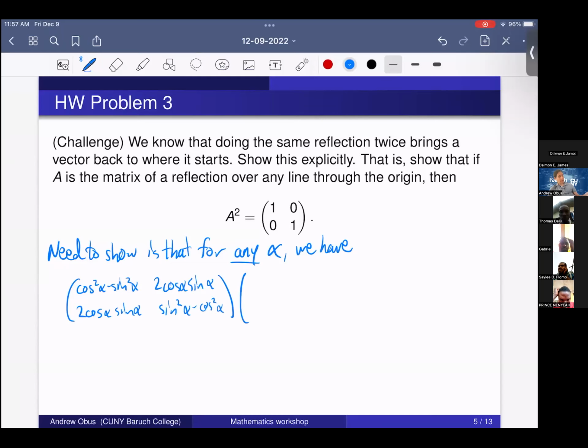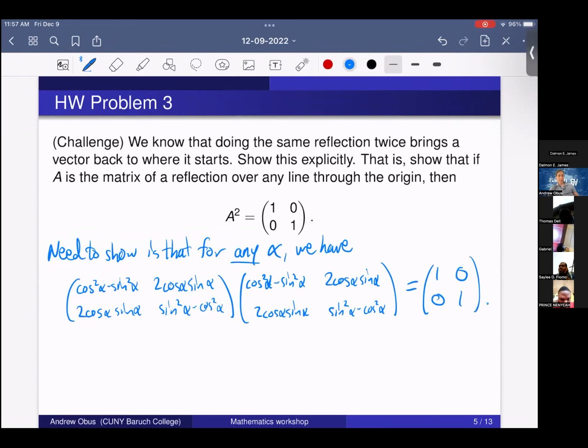And then if you multiply it by itself, so you write the same matrix again, cosine squared alpha minus sine squared alpha, 2 cosine alpha sine alpha, 2 cosine alpha sine alpha, and then sine squared alpha minus cosine squared alpha. You need to show that if you multiply these together, you're going to get 1, 0, 0, 1. Okay, that everything is going to simplify and it's going to give you 1, 0, 0, 1. So maybe I won't do the whole problem, but I'm just going to do maybe the first entry.